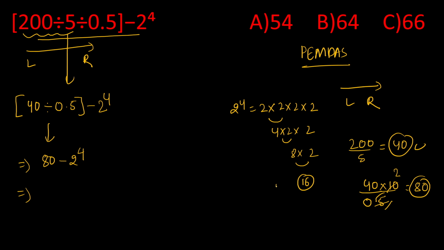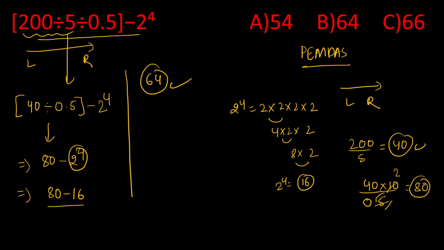This value is 16. So we'll simply put the value 16 here, that is 80 minus 16. And when we subtract, we get the answer 64 here. Okay, so the right answer is 64.